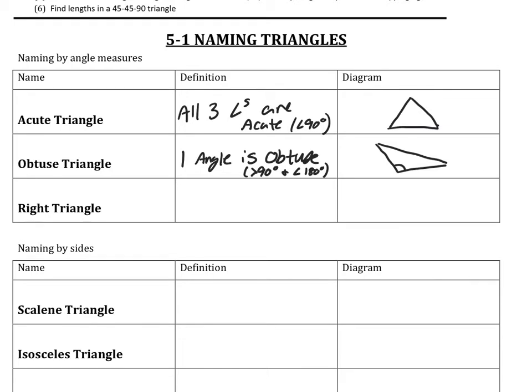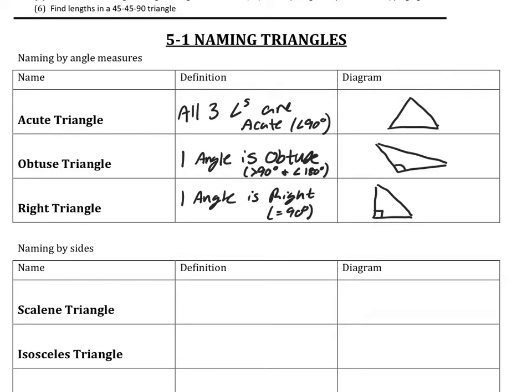A right triangle is where one angle is right, or equal to 90 degrees. So if we were to draw this triangle, we would want to make sure to have a marker in there for that 90-degree angle. So those are our names based on the angles.